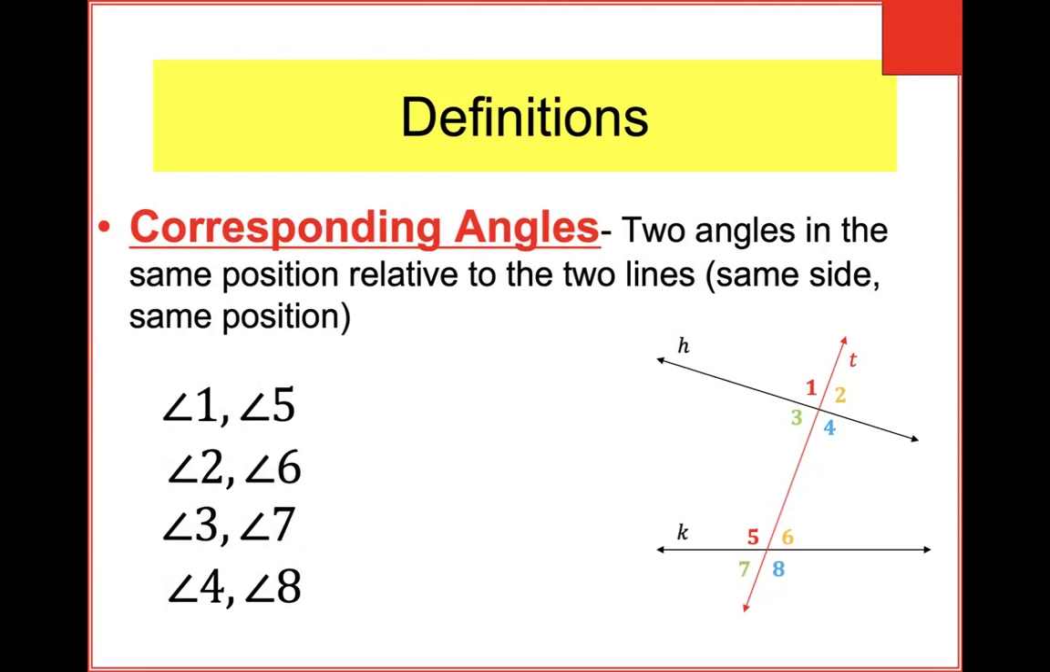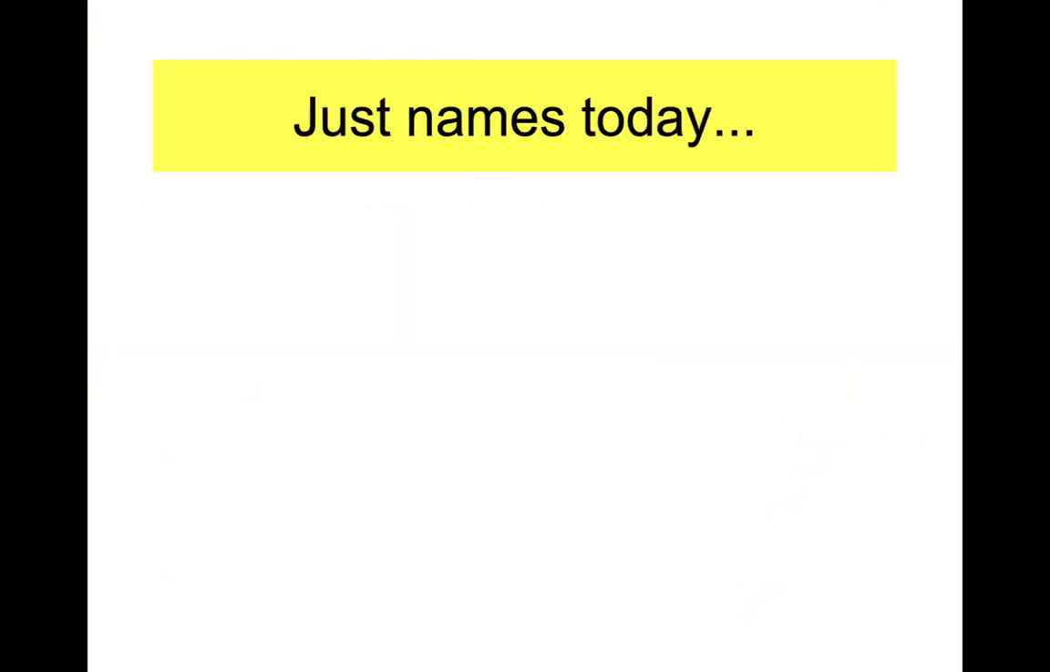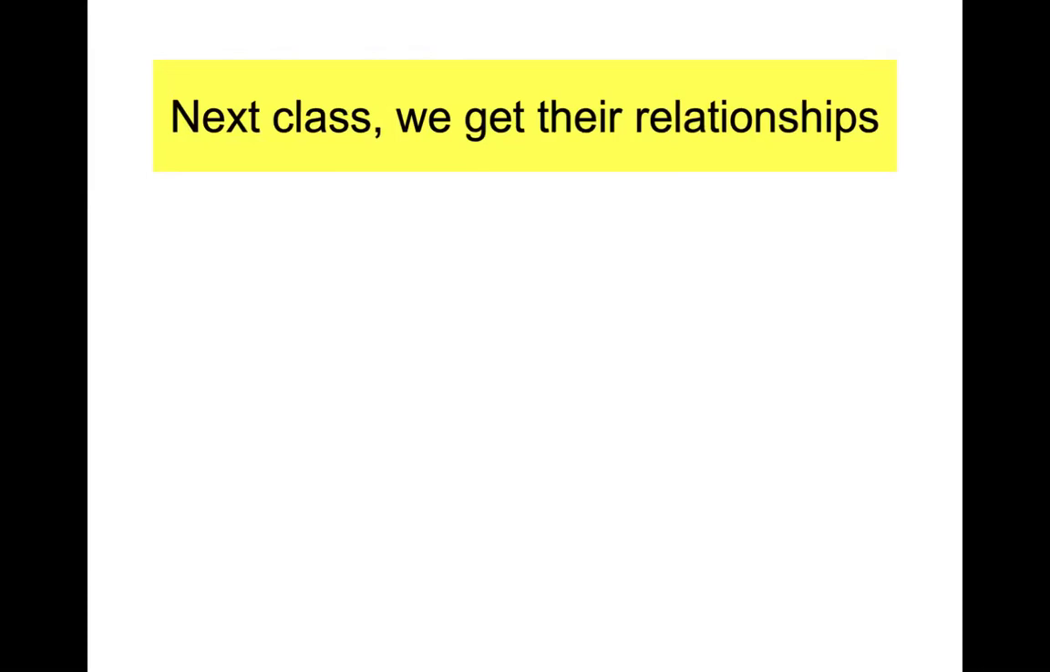Okay, that's the pain. The pain is that all 8 of the angles have multiple names: interior, exterior, same side, corresponding, alternate, right? There are lots of names for all of them. As I stated earlier, as you use these, it will be easy to remember them. It may not be easy right now, but it will be. So they're just names today.